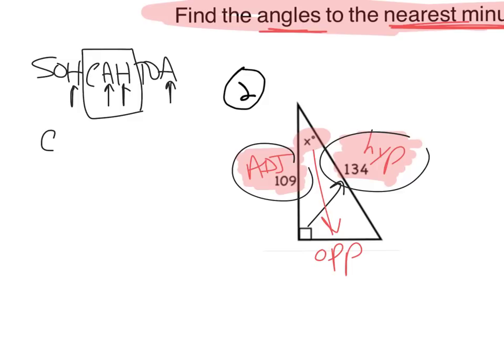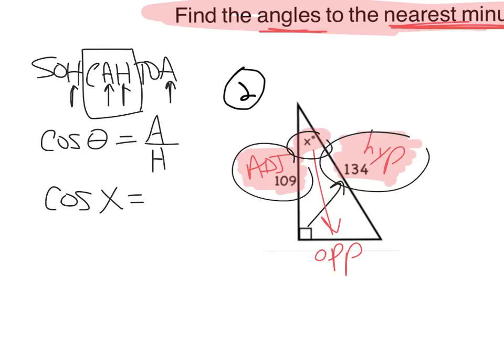Going to write out our rule. The cosine of theta, the cosine of the angle, equals adjacent over hypotenuse. And now we'll substitute in the cosine of the angle. Well, here we're trying to find the angle, so the angle is x. So the cosine of x equals the adjacent, 109, over the hypotenuse, 134.